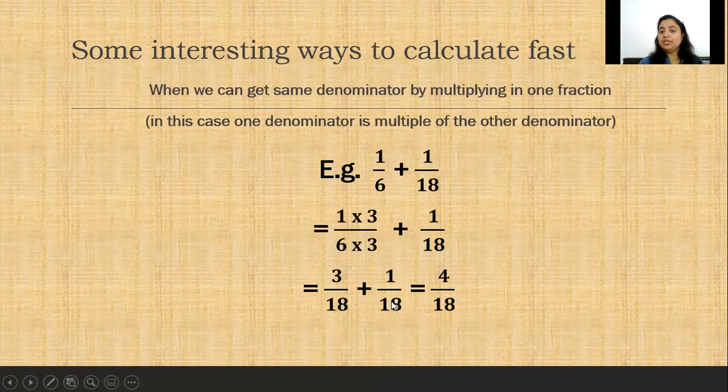This fraction, no need to change. Now just add the numerators. 3 plus 1, 4. 4 and 18, both are even numbers, so it can be reduced further. So just divide them by 2. See, we have divided 4 by 2 and 18 by 2. So we have got 2 by 9, right? This is our reduced fraction. So this is also one of the ways to get the answer fast but correctly. Okay, don't take any shortcut, do it properly.